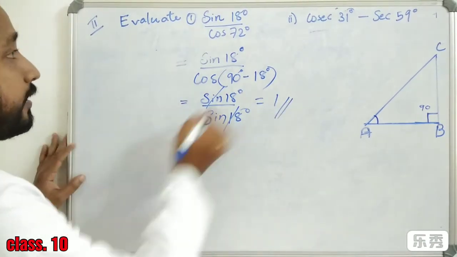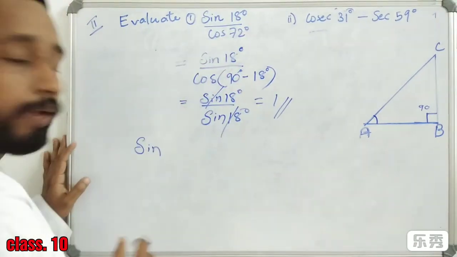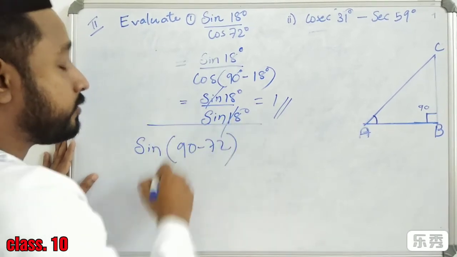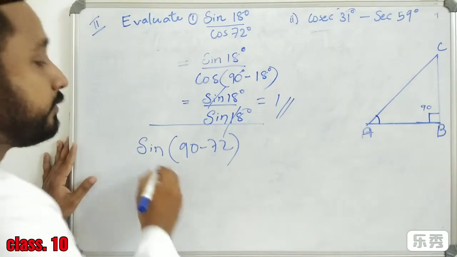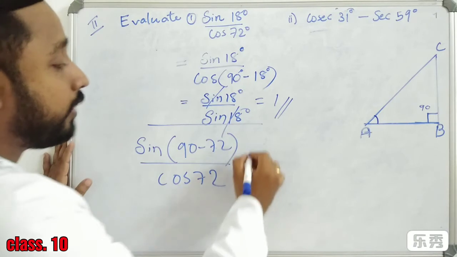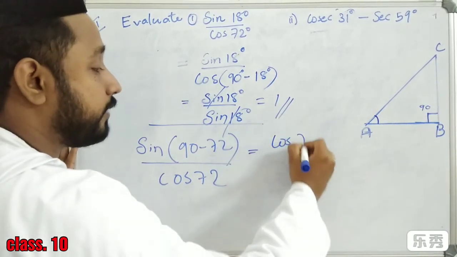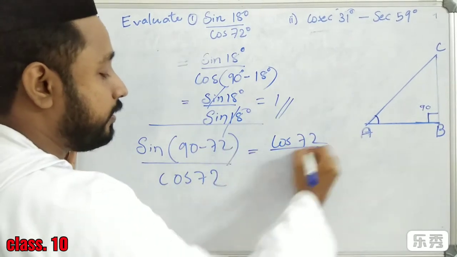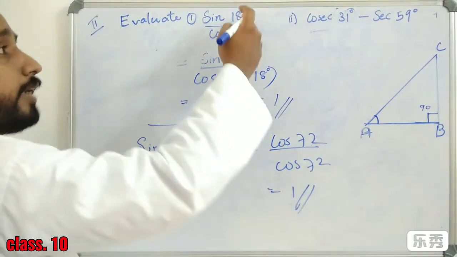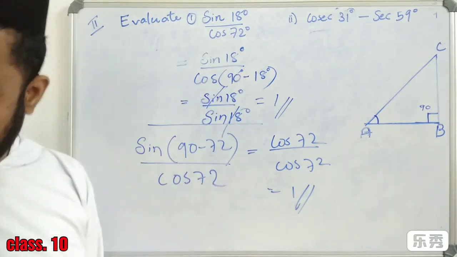In the second method, instead of this 18, I wrote sine of 90 minus 72, and cos 72 in the same way. Only one change. What is sine 90 minus a? Sine 90 minus a is cos a. So it is cos 72 by cos 72. The answer is also 1. So we can either change 18 or change 72, and we can do the problem.